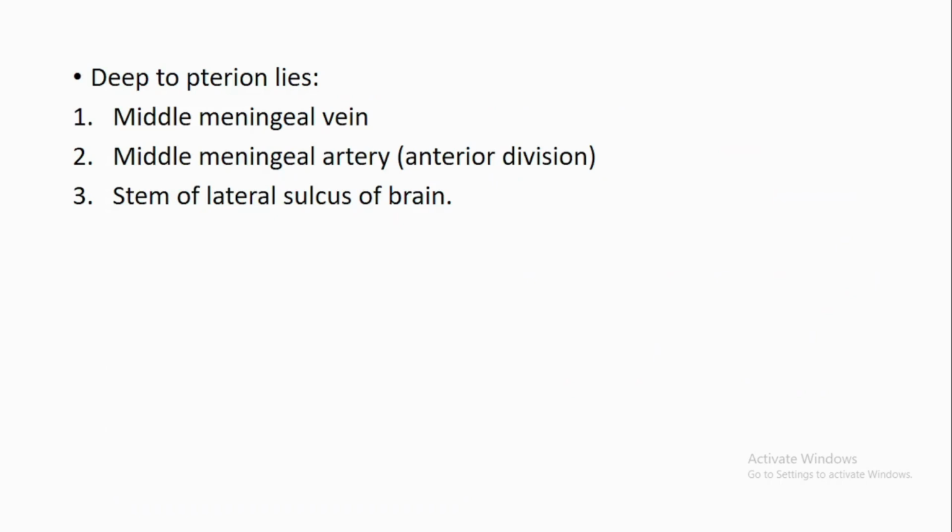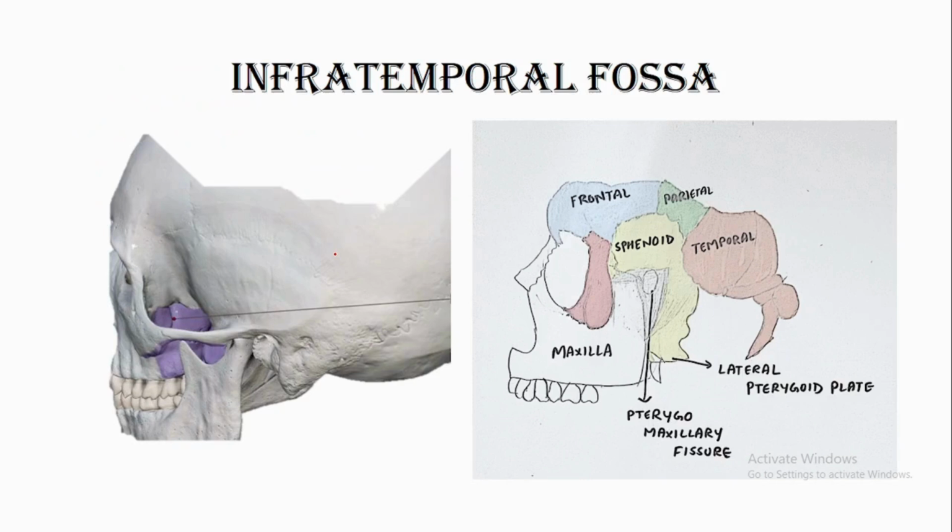So what is the clinical significance of pterion? Deep to the pterion lies the middle meningeal vein, the anterior division of the middle meningeal artery, and the stem of the lateral sulcus of the brain.